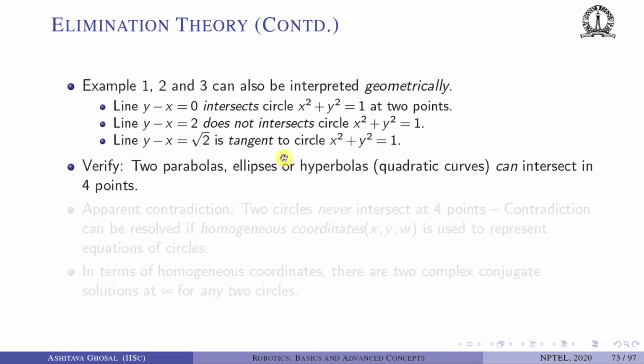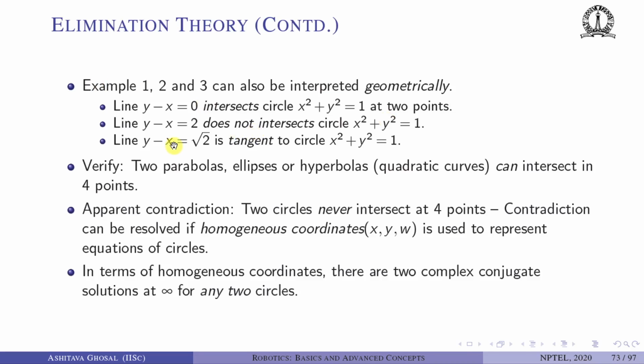You can also verify that if you take two parabolas or two ellipses or two hyperbolas, these are called quadratic curves, so we have power of x and y as 2, they can intersect at 4 points. One apparent contradiction is if you have two circles. We can sketch two circles on a sheet of paper, and you can see that they will never intersect at 4 points.